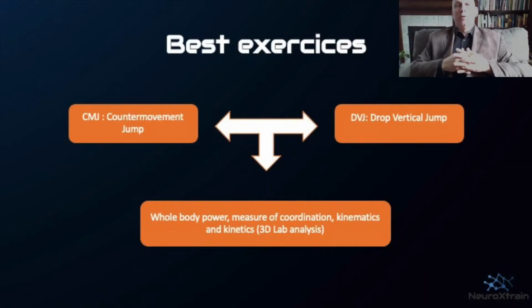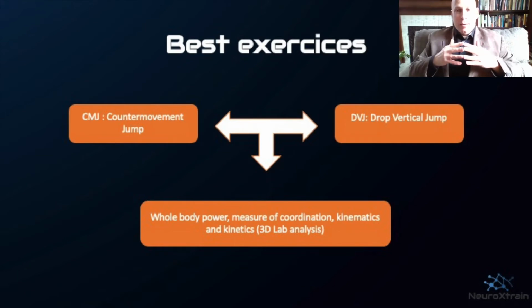Yeah, so I do like the counter movement jump. I like the drop vertical jump. The drop vertical jump is really nice because there's a lot of data on it. We've been using that as a risk profiling tool for more than 20 years. There's a lot of data in the literature. Basically, the reason we use that is because there's a couple aspects to it. It gives you an overall measure of body power, so you can look at the jump height, but it also gives you a measure of coordination.